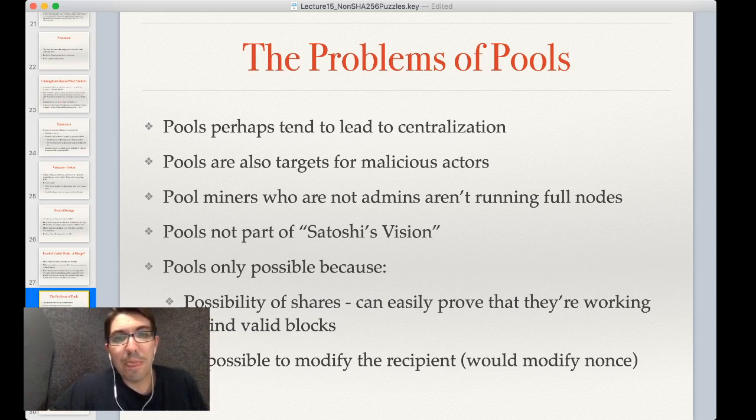It turns out that mining pools are really only possible because it's very easy to prove that you're working to find valid blocks even if you don't find one, and it's impossible to modify the recipient. So after you find a block, you can't change who the payout is going to go to.